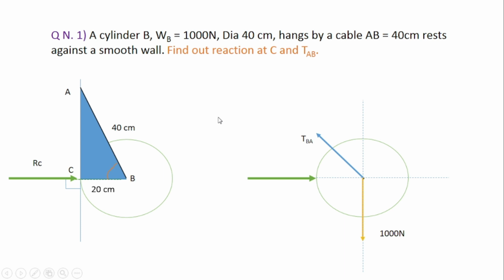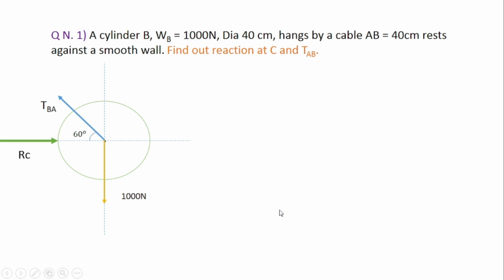As we know two sides of this triangle, we can easily find this angle made by the tension with the horizontal. We'll call it alpha. So now cos alpha is equal to adjacent side divided by hypotenuse, so 20 divided by 40. So we'll get alpha is equal to cos inverse of 20 by 40. So alpha is equal to 60 degree. In this way we can easily calculate the angle of TBA with the x-axis. Now we have got all the parameters here, so we'll write it here.